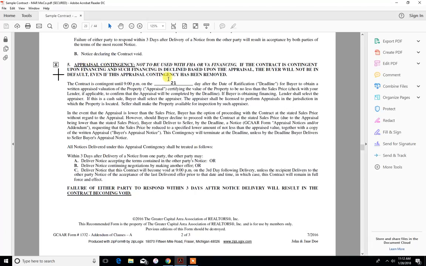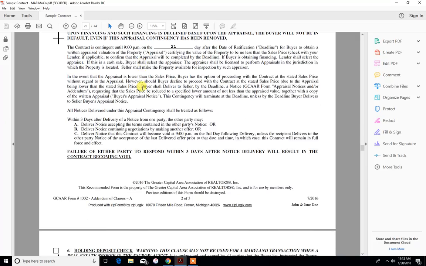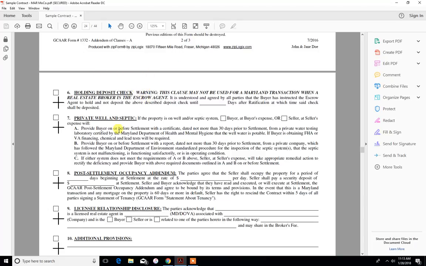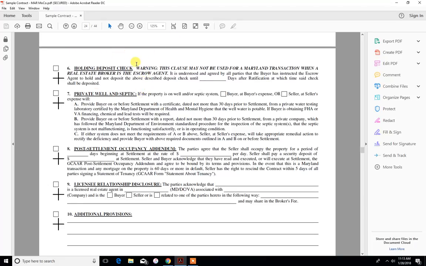All right, so here's the appraisal contingency. We're going to ask for 21 days to do the appraisal. If the appraisal comes in at or above asking price, we're going to move on. If the appraisal comes in low, then we're going to ask them here. These are the options here. We can ask them to lower the price. We can accept the lower price and move on, and we pay the difference. And if we ask them to lower the price and they don't want to do it, we can void the contract.